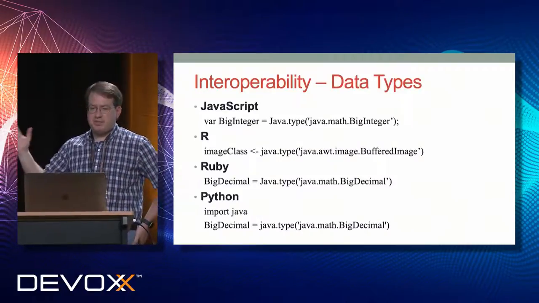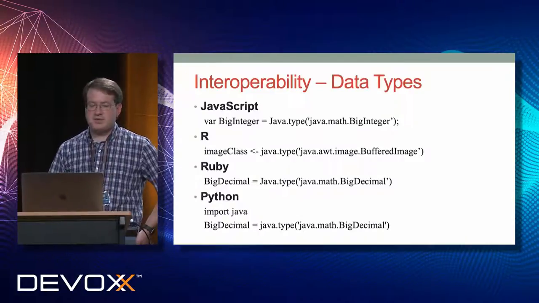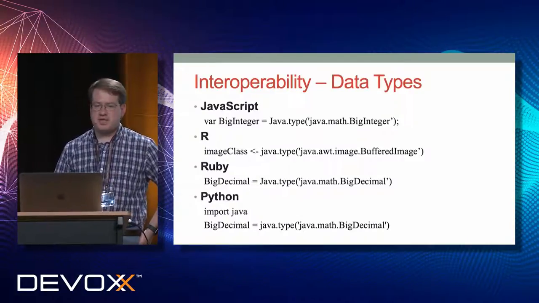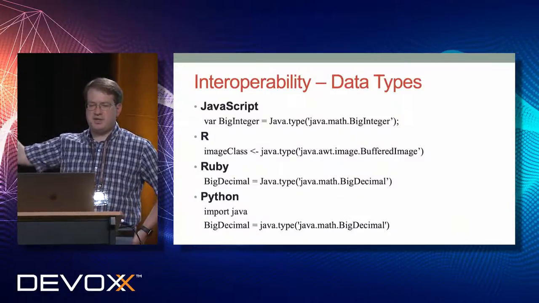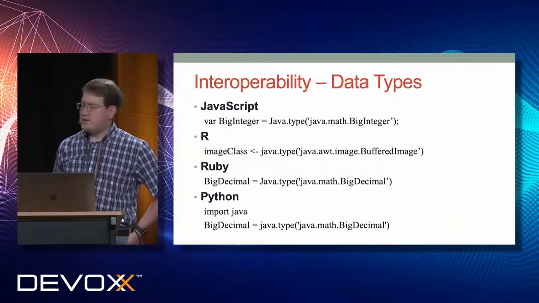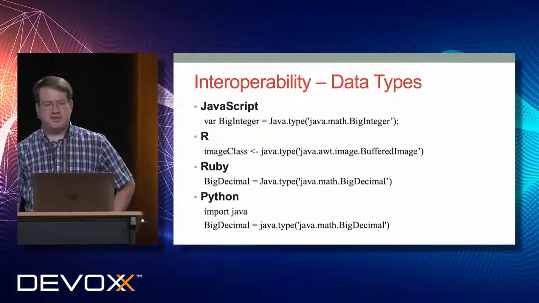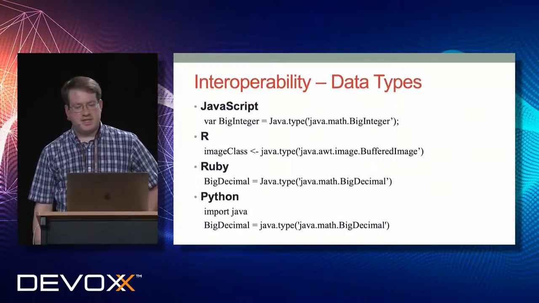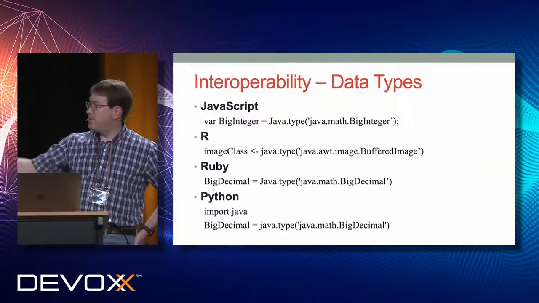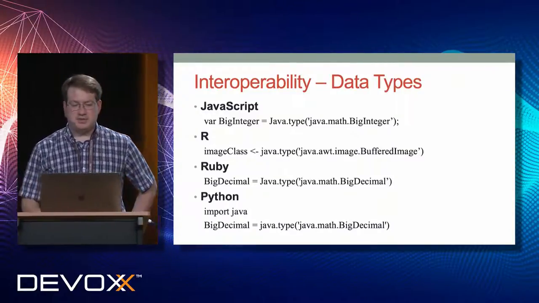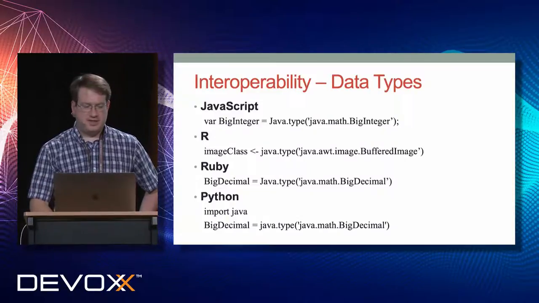In terms of interoperability with data types, in each one of the languages, you can use your Java objects. So in JavaScript, you first define the Java type, you know, var BigInteger equals Java.type, and you pull in your type. So that's how you get the Java types into the language. Same thing for R, as well as Ruby and Python. Should mention that R has additional capabilities in terms of handling graphics, which makes it easier to handle plots, etc.